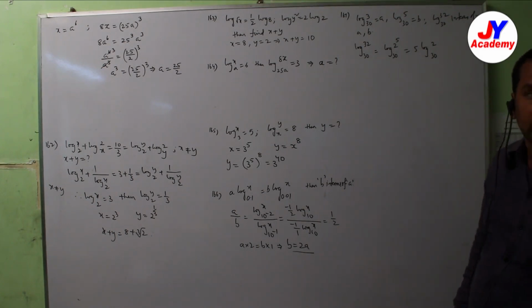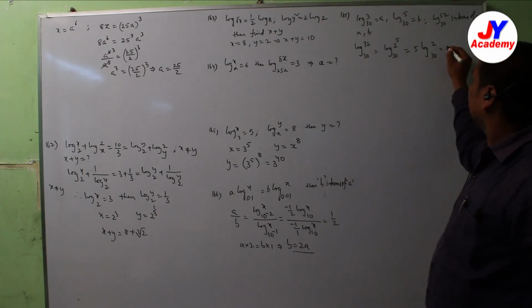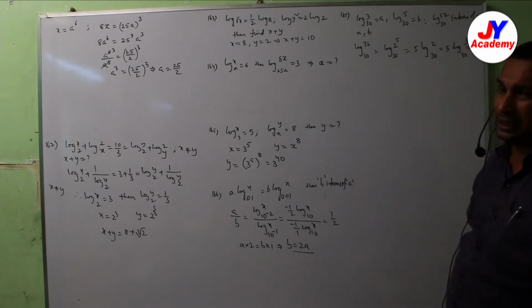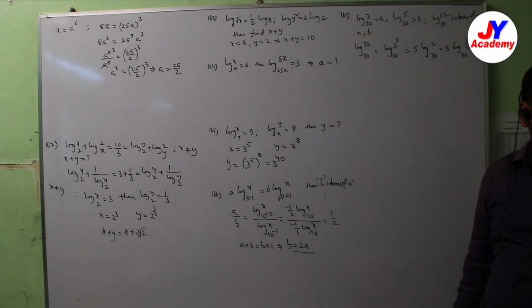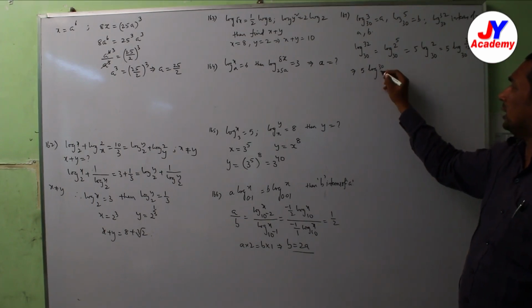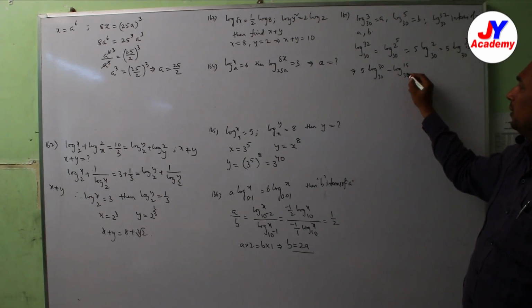Now 2 can be expressed in terms of 30. How can we express? 5 log 30 by 15 base 30. 30 by 15. That implies 5 times log 30 base 30 minus log 15 base 30.